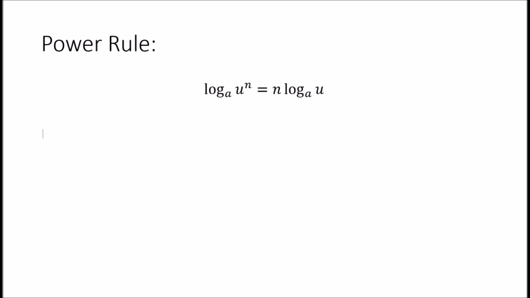So to give you an example, the natural log of 9 is going to be equal to the natural log of 3 squared. And then we can take that exponent 2 and move it to the coefficient in front so that we have 2 times the natural log of 3.